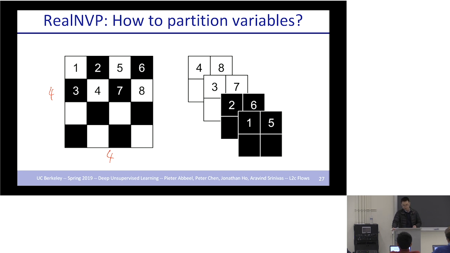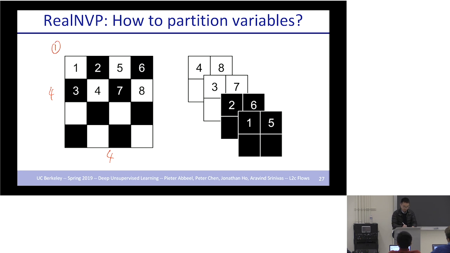The way to think about this is that you want the first half of the random variable, which you are conditioning on, to transform the second half. So you want these two to have maximal mutual information about each other. If you condition on the first half, but the first half knows nothing about the second half, then your transformation is not going to be that meaningful. And so in RealNVP, they propose two patterns.